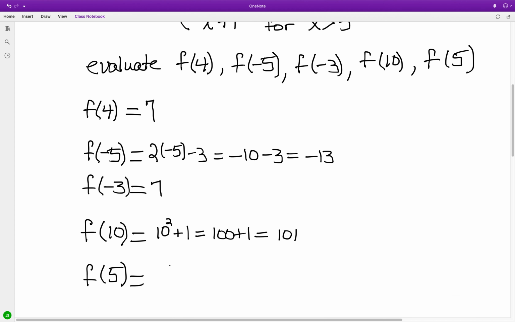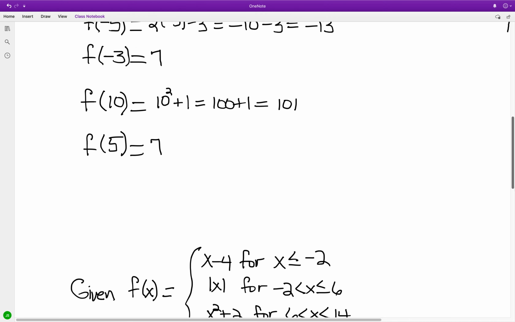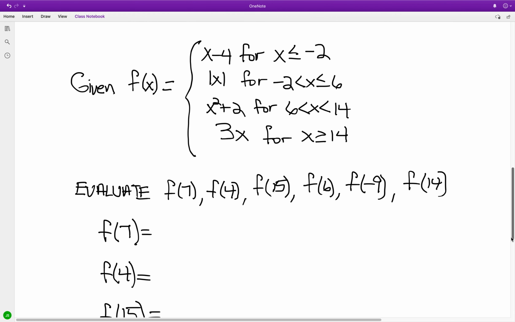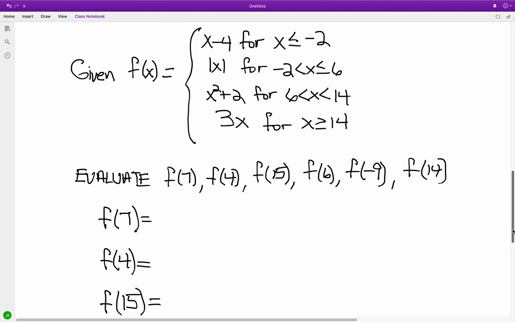So we have f of 5 is equal to 7. Now let's say we have another piecewise defined function. In this case, say we have f of x is equal to x minus 4 for values of x less than or equal to negative 2. And we have f of x is equal to the absolute value of x whenever negative 2 is less than x is less than or equal to 6.